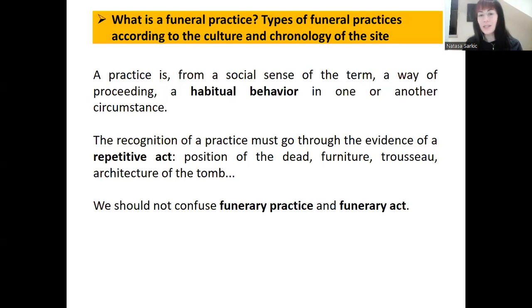And we have to make the differentiation between this and a funerary act. A funerary act can be just a random burial of somebody. For example, we can find a body in the woods and we decide just to bury it. Or there is a battle and there is a soldier, and we just bury the body in the forest. But this is not a funeral practice. This is not something that is typical for our populations, and it's not something that is repeating normally inside of our group.